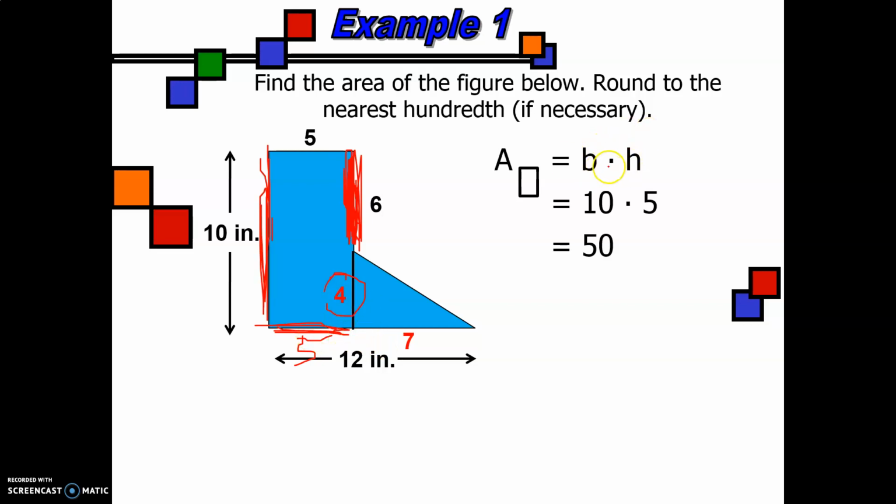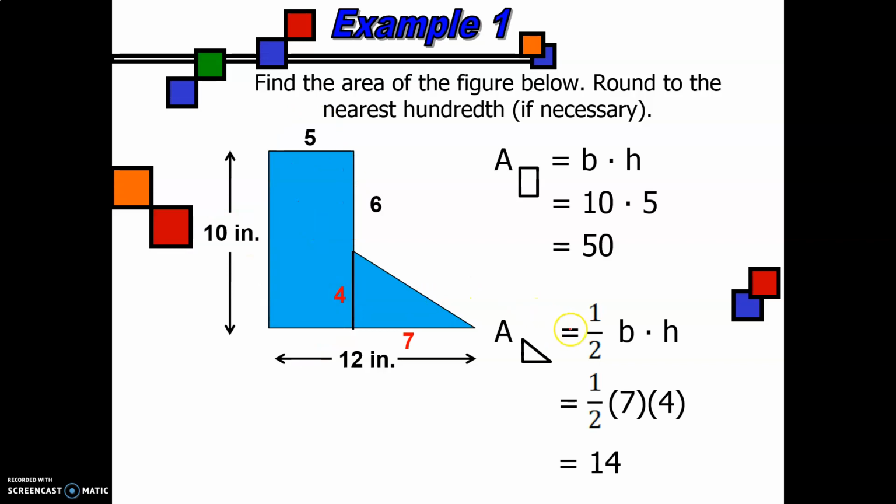And as you can see here, the area of this rectangle, this portion here, is just 10 times 5. So now I take 10 times 5, and that gets me 50. Now I want to get the area of this triangle as well. So here I'm going to use 1/2 base times height. Remember, the base and height of a triangle come from those two dimensions that create a right angle. So it doesn't really matter what this is, because our base and our height come from here. So 1/2 times 7 times 4 is going to be 14.